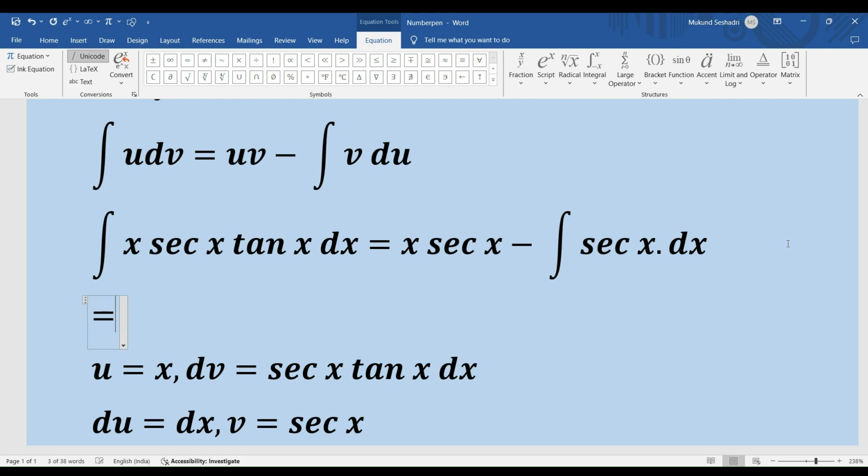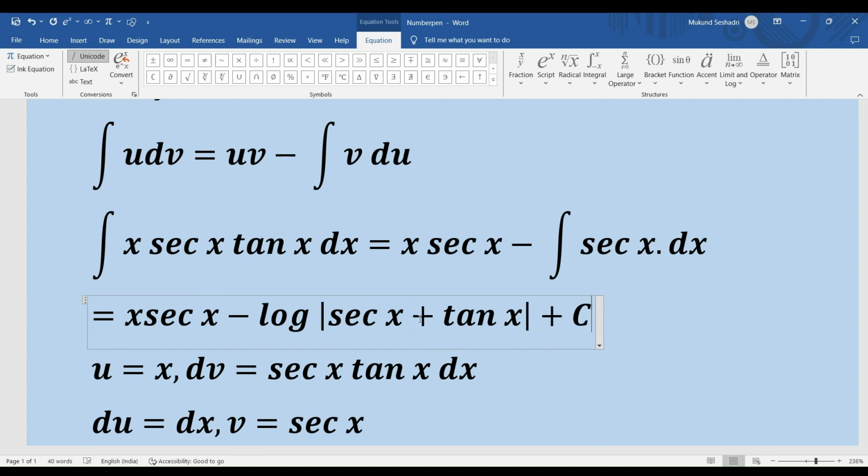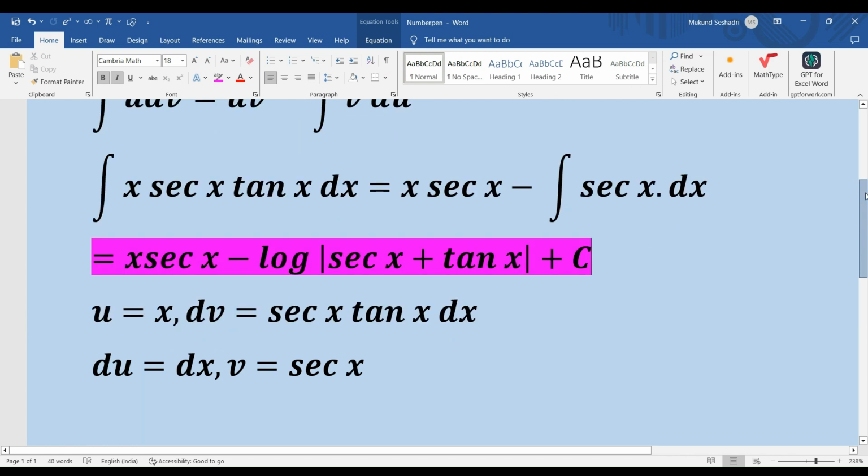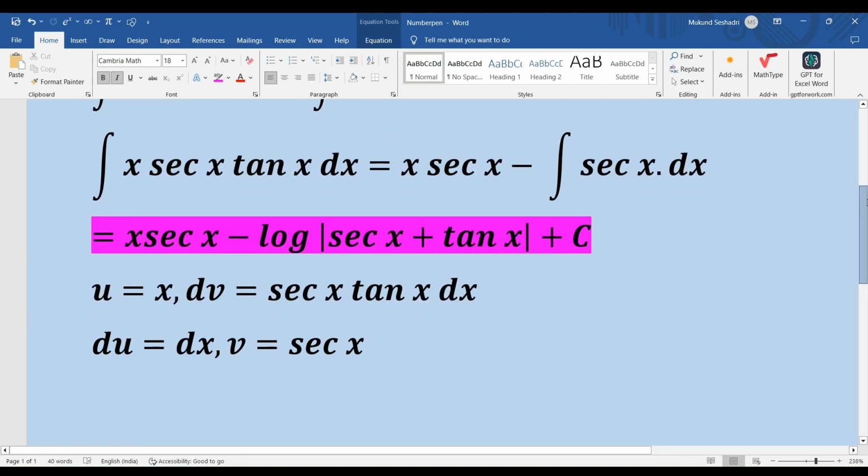So let's go and express our final answer. We more or less arrived at what we want: x secant x minus log of mod of secant x plus tan x, and then I have my constant plus c, not to forget my constant. So there we are. I'm going to spend the next few minutes helping you understand why I did not go with the other substitution.